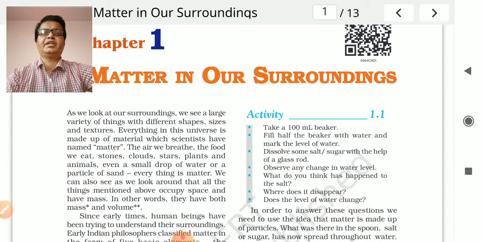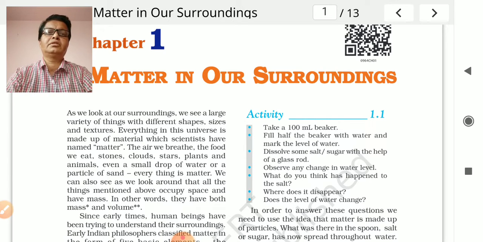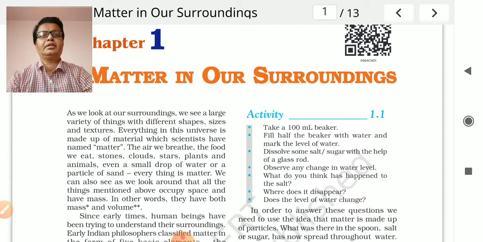Look at our surroundings. We see a large variety of things with different shapes. There are different types of objects present around you. They have different shapes, sizes, and textures. Everything in this universe is made up of material. Whatever is available is made up only of material, and scientists have given it the name matter.